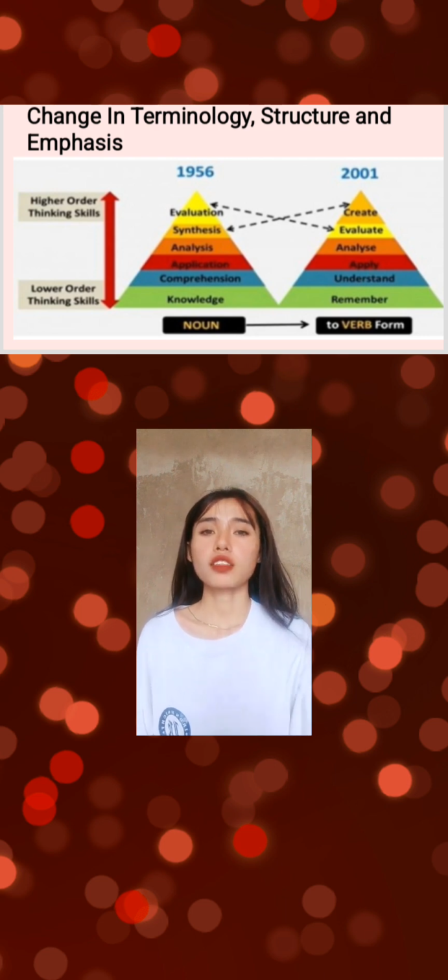The third is application. This level involves using knowledge and skills in new situations. Students can apply concepts, principles, and procedures to solve problems or complete tasks. The fourth is analysis. This level involves breaking down information into its component parts and understanding how those parts relate to each other. Students can identify patterns, relationships, and underlying structures.